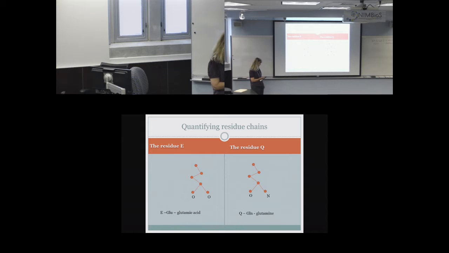And how they're different is we have two oxygen atoms here, and we have a nitrogen over here. So in this case, it's glutamic acid, and over here, it's glutamine. So we need to figure out a way to use graph theory, but also have this information in there if we're going to model these amino acids with graph theory or with graphs.